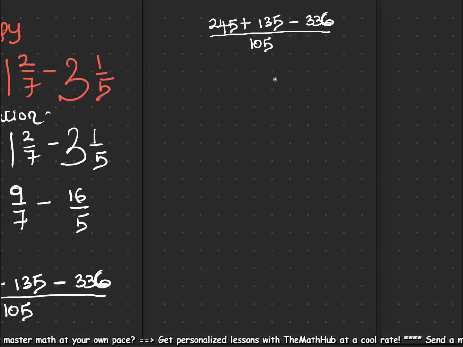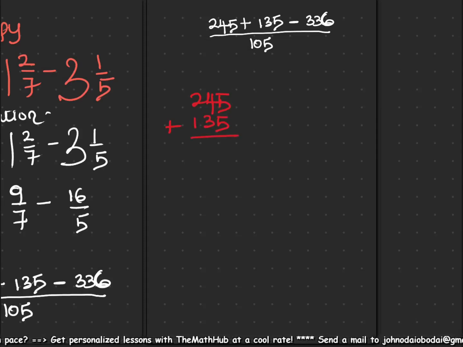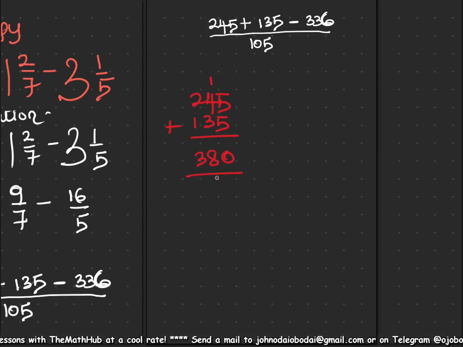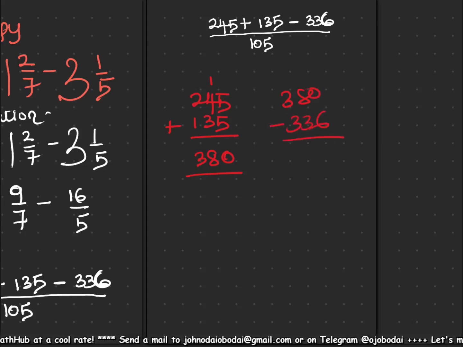Let's quickly do that here. So we have 245 plus 135. That should give us what? 5 plus 5, we have 0. Then carry 1. 1 plus 4 gives us 5, plus 3, we have 8. Then 2 plus 1 gives us 3. So you have 380. Then 380 minus 336.